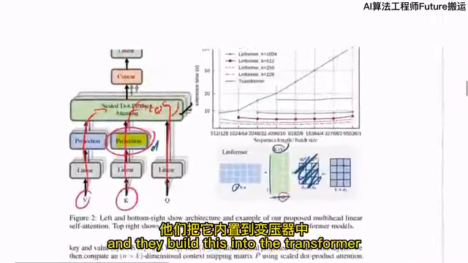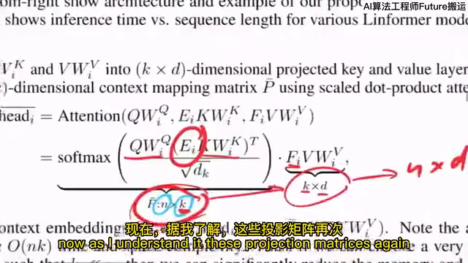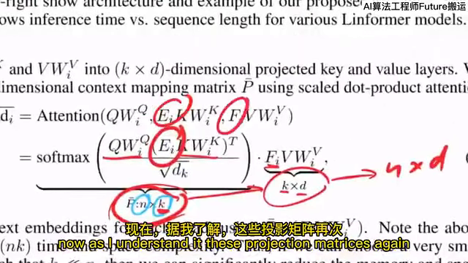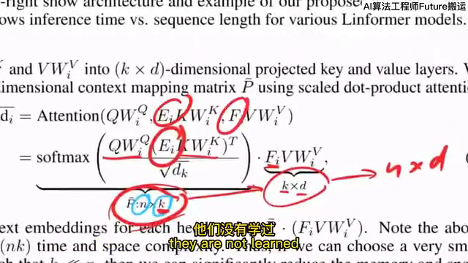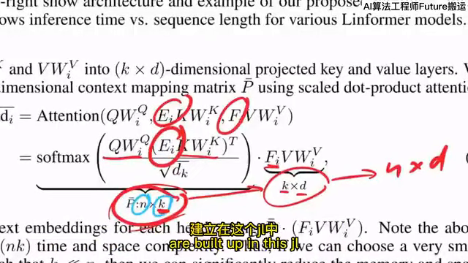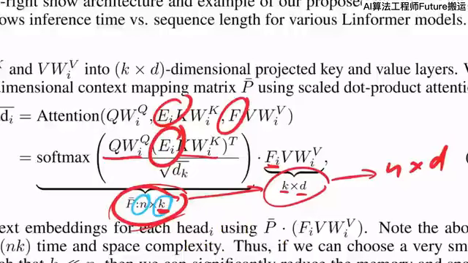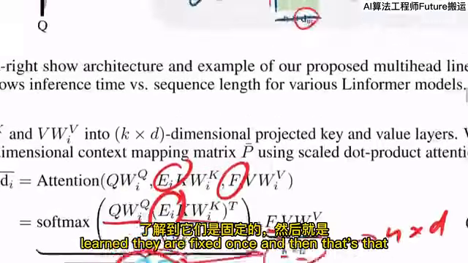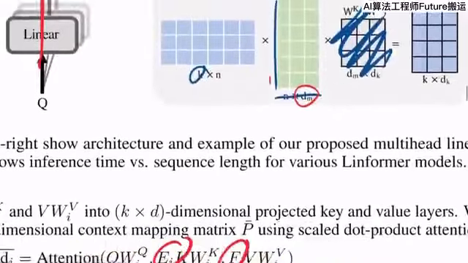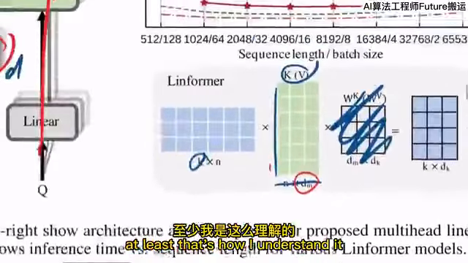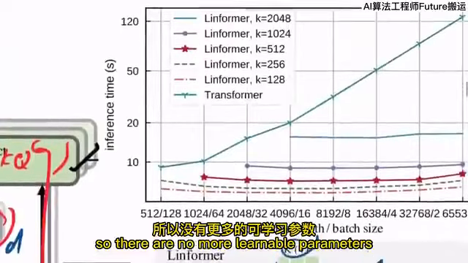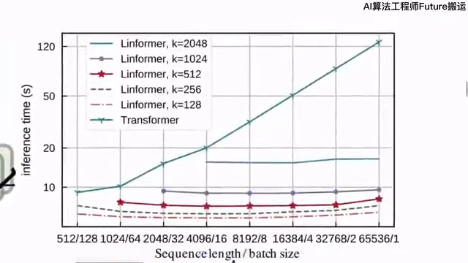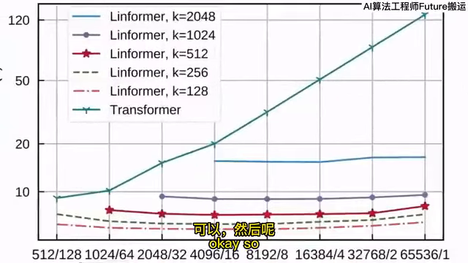And they build this into the transformer. Now, as I understand it, these projection matrices, again, they're not learned. They are built up in this JL-prescribed way. They are fixed once, and then that's that. At least that's how I understand it. So there are no more learnable parameters.